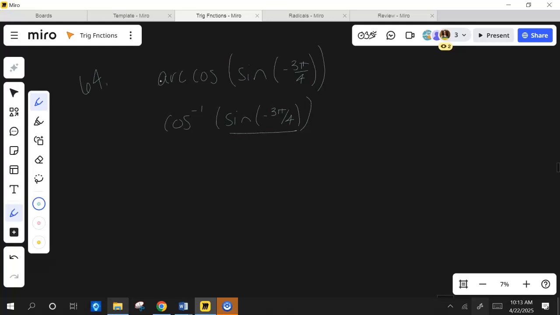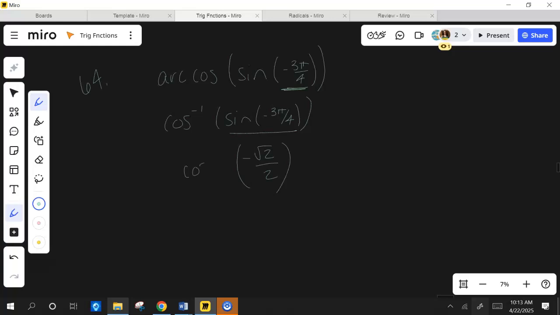Wait, go back. All right. I'm looking backwards at it. Sorry. Okay, negative 3 pi over 4. So 3 pi over 4 is 90 degrees plus 1, 2. So I'm going to go 90 degrees the other way plus 1, 2. I'm at 5 pi over 4. What is the sine of 5 pi over 4? Negative root 2 over 2.